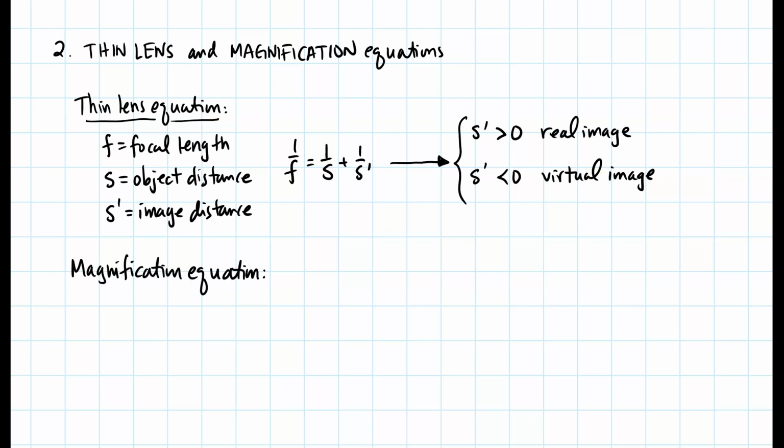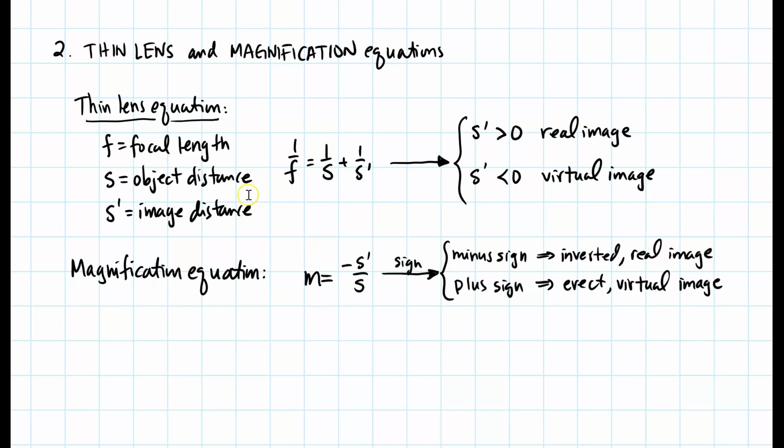The magnification equation is packed with a lot of information, so let's write that down. The lateral magnification is equal to the negative of the image distance over the object distance. There are two pieces to the magnification equation, the sign and the magnitude of the magnification. If I focus on the sign, if this quantity has a minus sign, then that means that I have an inverted real image. On the other hand, if I have a plus sign, then the image is erect and virtual.